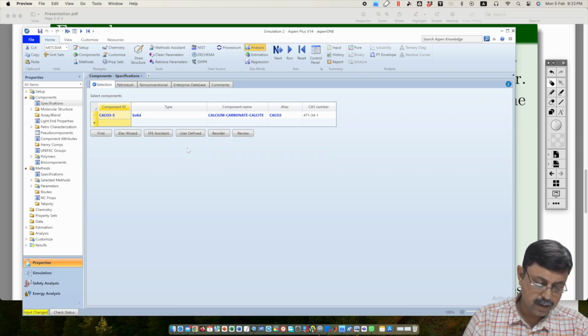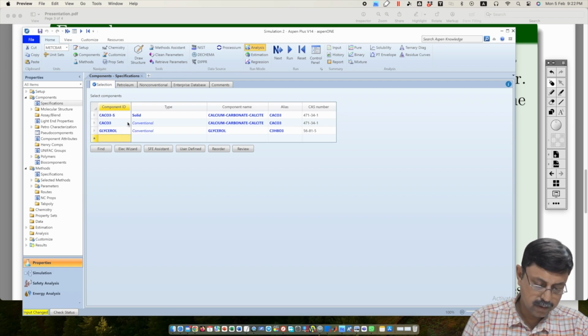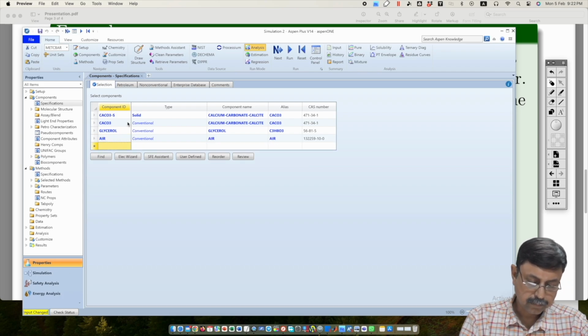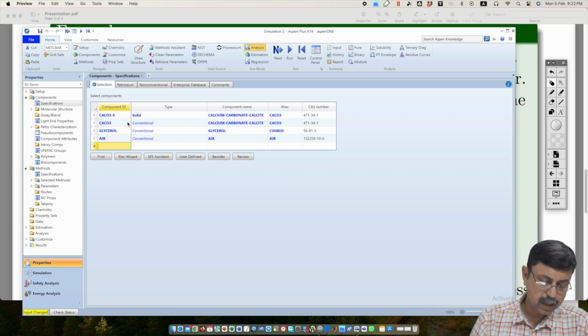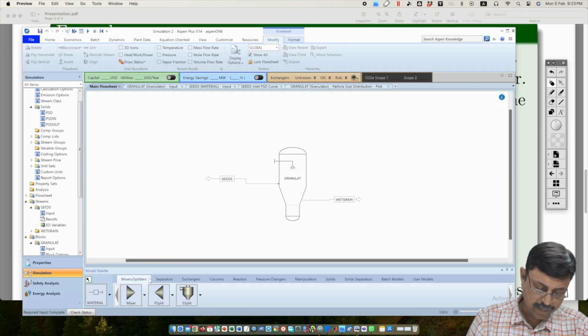And then we can write here calcium carbonate. So conventional calcium carbonate will be taken. And then we have to use glycerol. Now glycerol, I don't know whether it is, yeah, it is taken. So conventional glycerol and air. So these 4 components we need. Again we run. Okay, so property analysis is done. Go back to simulation and first of all go to the flow sheet. Here first you have to add binder. We are adding binder over here.